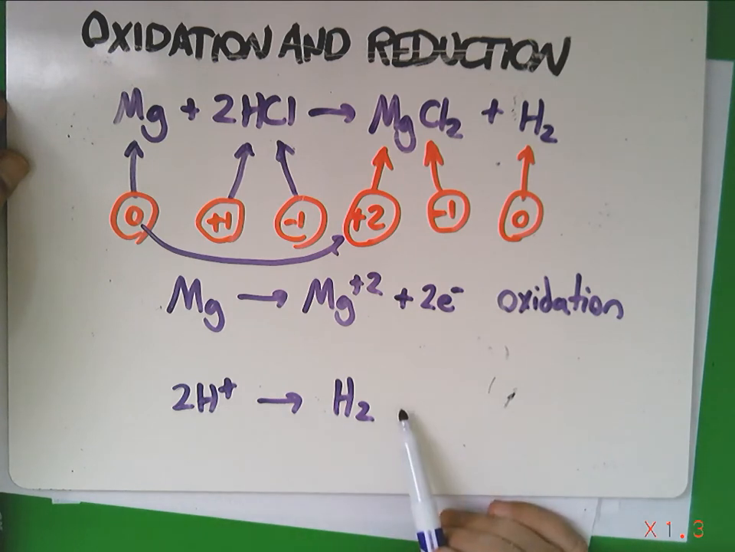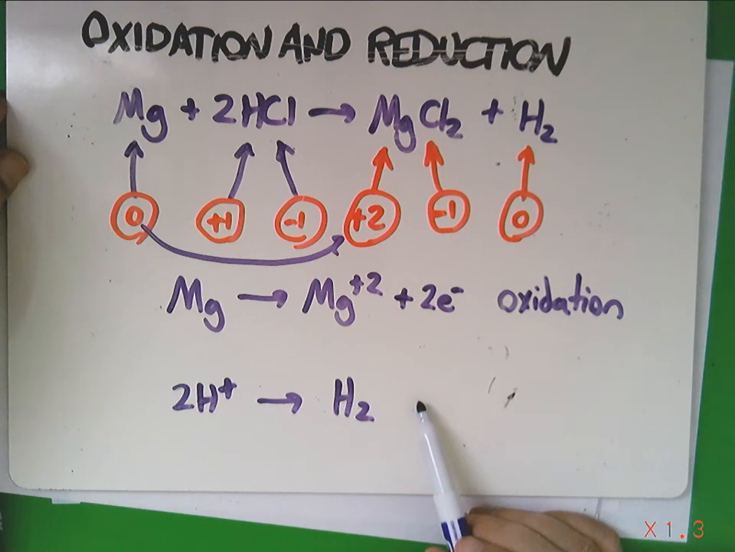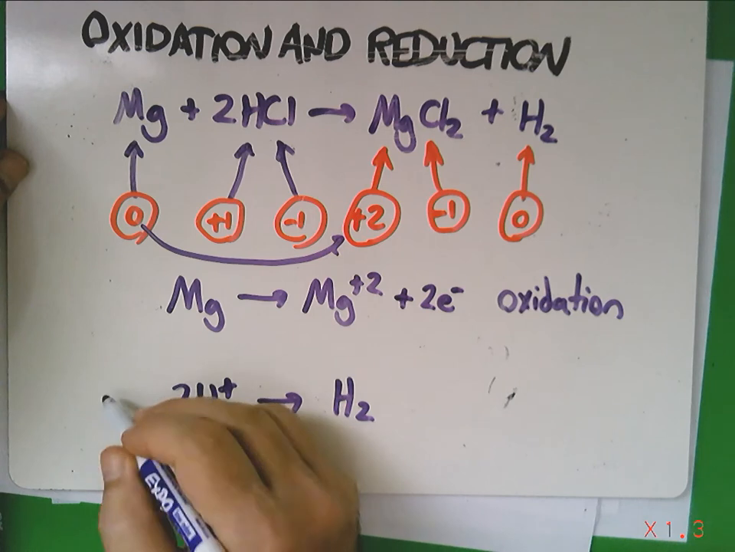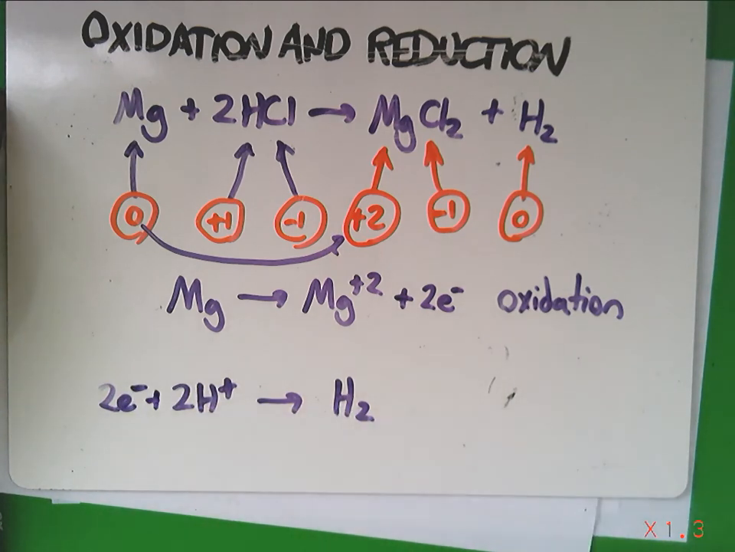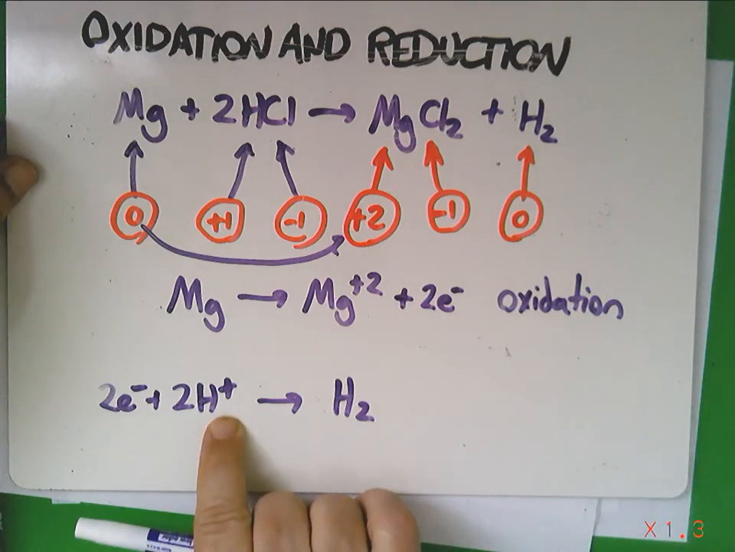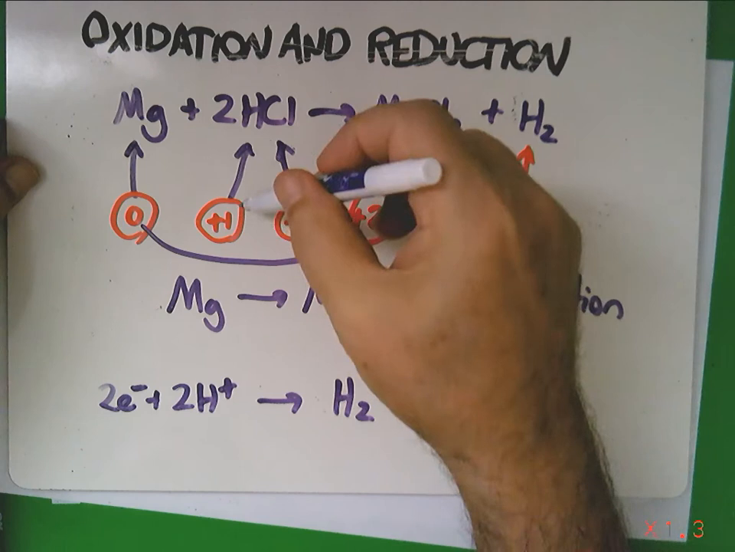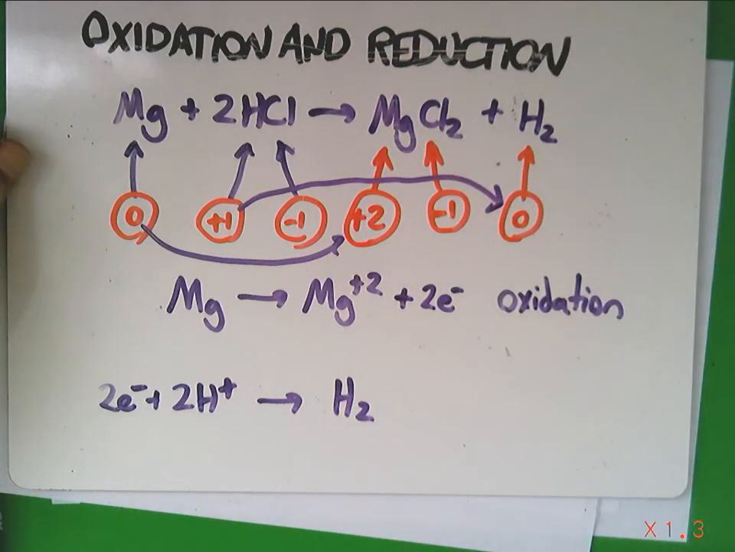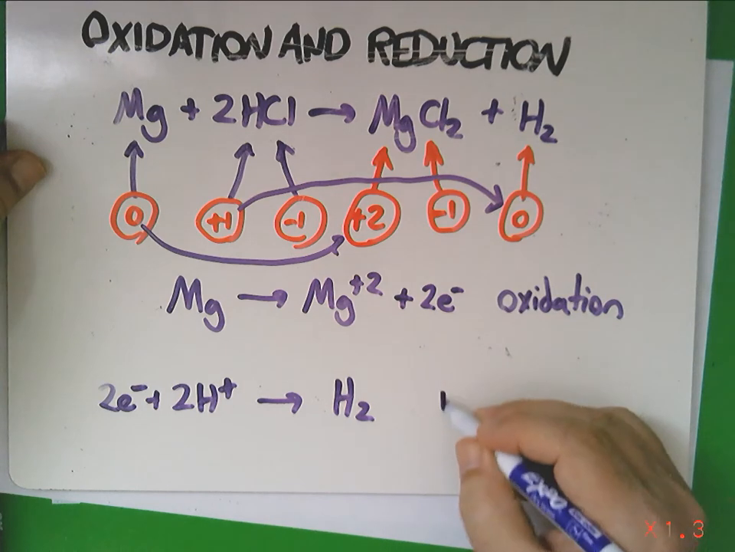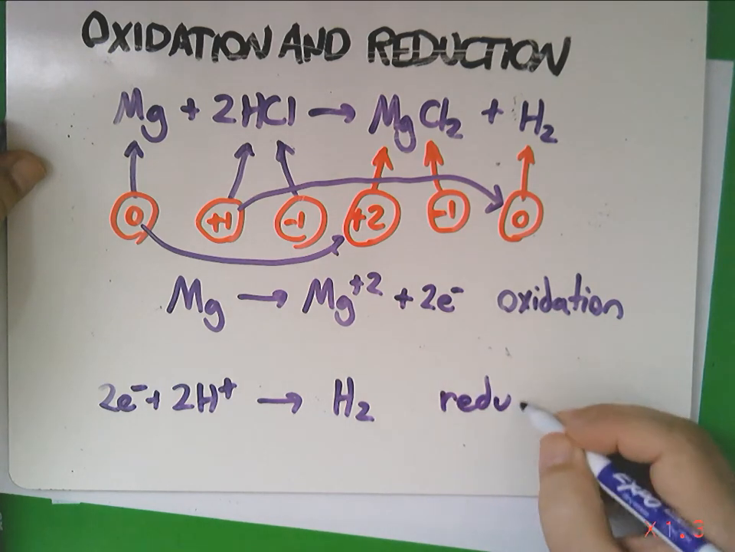Where do I add the electrons? Well, I can't add them to this side because it'll make things even worse. I have to add them to this side. I have to neutralize those positive charges to get a 0 charge here. Now what's happening to the hydrogen? It goes from a +1 charge to a 0 charge. So its charge is going down, it's being reduced. This is the reduction reaction.